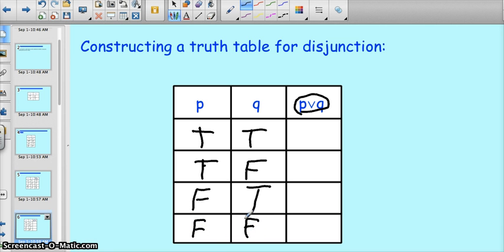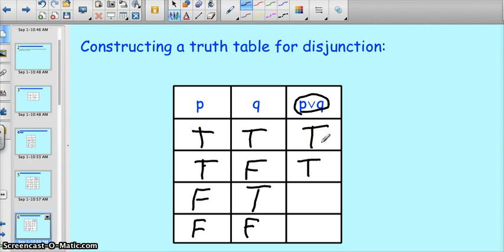Now, unlike and, with or, if either one of them is true, it's a true statement. Because it's or, either or. If either or is true, it's true. Well, look at the first one. They're both true. So, well, either or is definitely true if they're both true. On the second one, there's one true, one's false. Either or is true. One of them is true. This is true. That's the difference between and or.